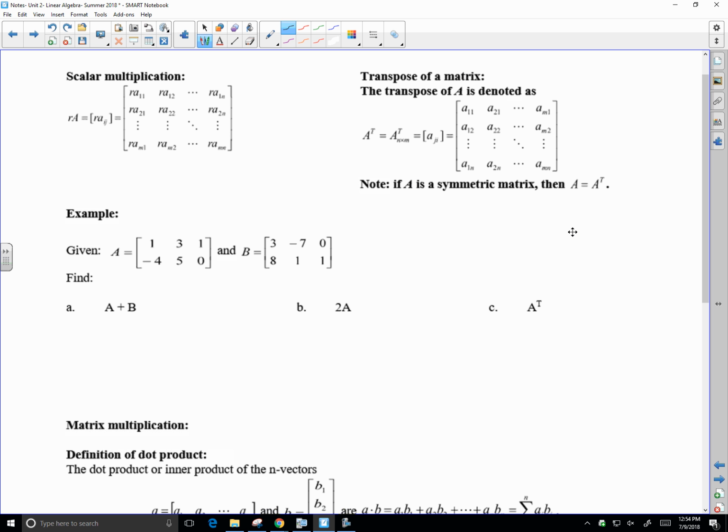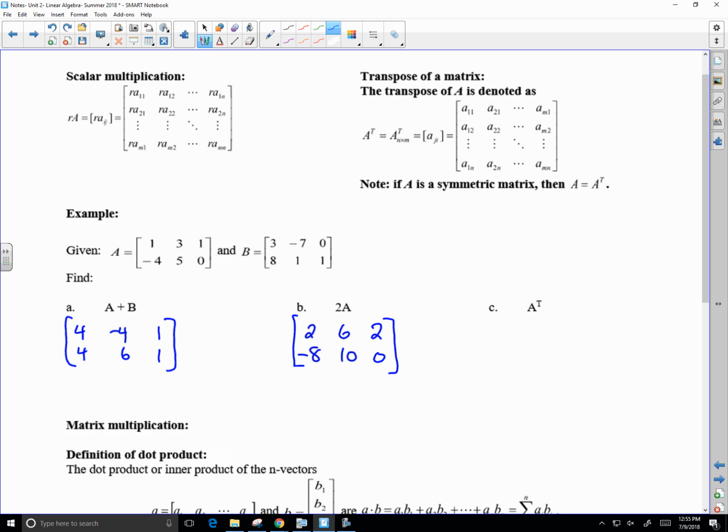The sum of A and B is very straightforward. You got 4, negative 4, 1, another 4, a 6, a 1. Twice A, the scalar multiple of A, is 2, 6, 2, negative 8, 10, 0.